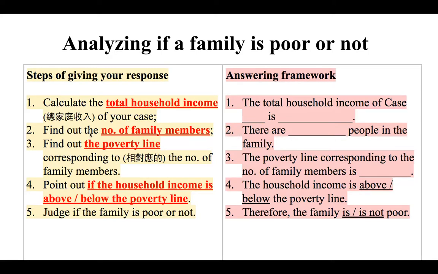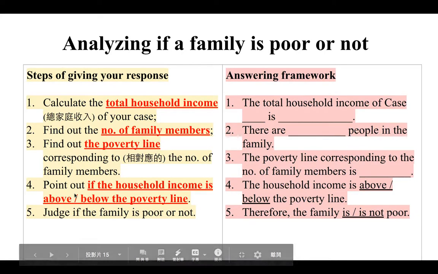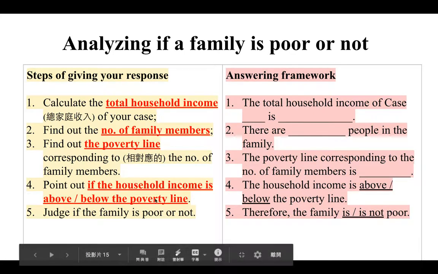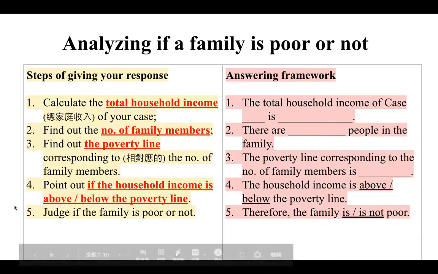Number 2, we have to find out the number of family members. Number 3, find out the poverty line corresponding to the number of family members. Number 4, we can point out if the household income is above or below the poverty line. And last but not least, we can judge if a family is poor or not.